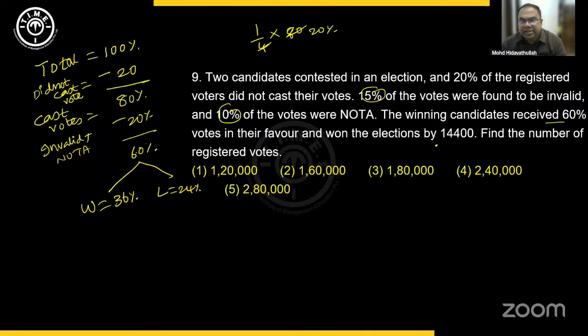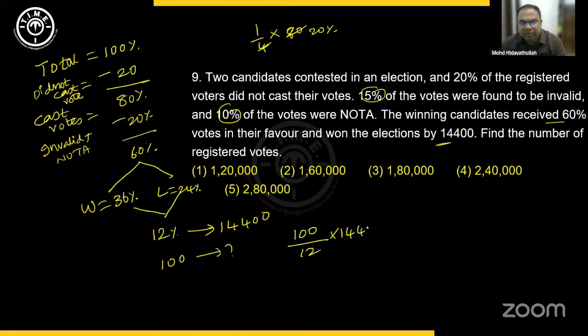He won the election by a 14,400 majority. So the difference, he got 12% majority, that is given as 14,400. Find the number of registered voters. 100 is how much? 100 by 12 into 14400. 12 12s are 144. 1,20,000. Choice 1.